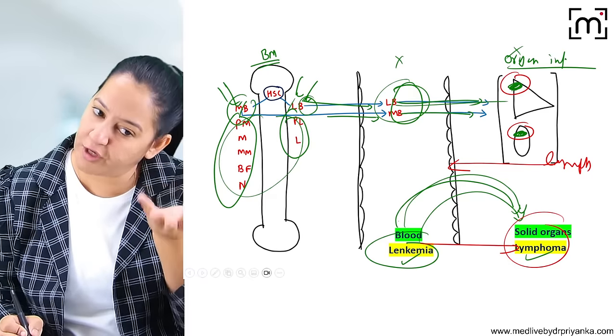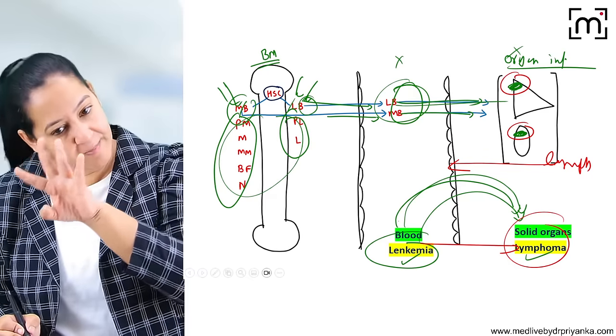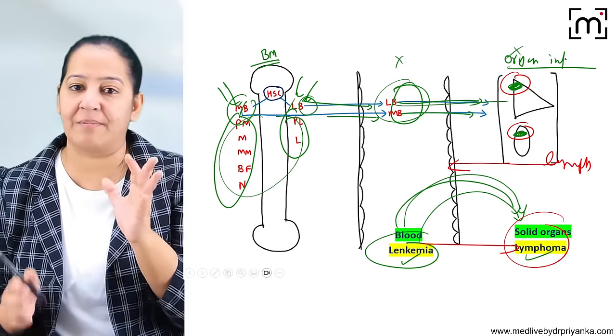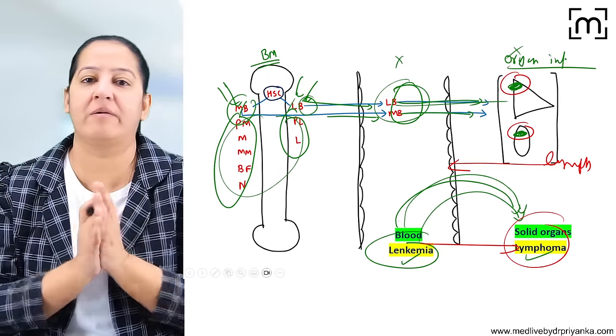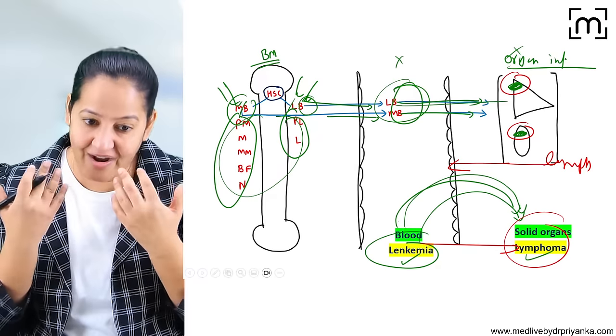It is not necessary that leukemia give rise to lymphoma. Sometimes lymphoma can also give rise to leukemia, and sometimes they are de novo. Only leukemia is there or only lymphoma is there. It is not necessary that they are occurring together.